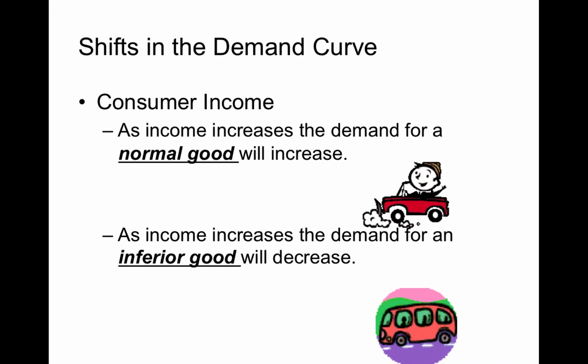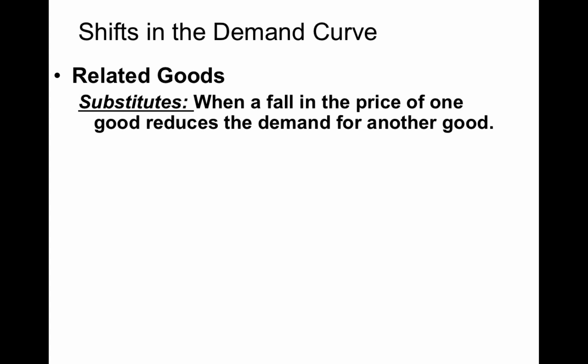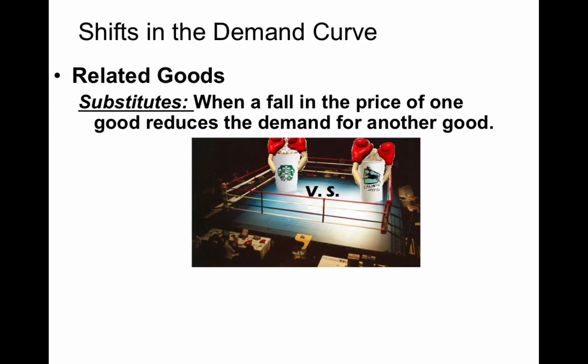So that's income. I also said we'd talk a little bit more about substitutes, related goods. Related goods could be substitutes, when a fall in the price of one good reduces the demand for another. Like Starbucks and Caribou. If Starbucks has a huge sale, then maybe more people will go to Starbucks and there'll be less demand for Caribou because they're substitutes, and vice versa.